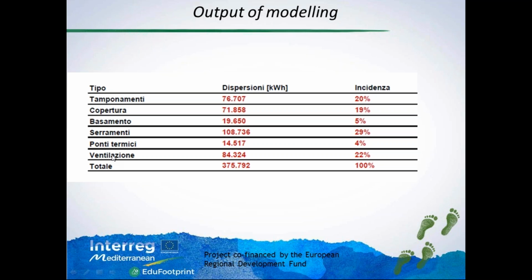Once you have a validated model, you can see some results, and you can see here all the different components of the building, so the walls, the outer walls, the roof, the basement, the floor basement, the windows, the ventilation, and you have just a look on which are the responsible for the thermal loss that you have. And this is just a first indication on where it is better to have some intervention.